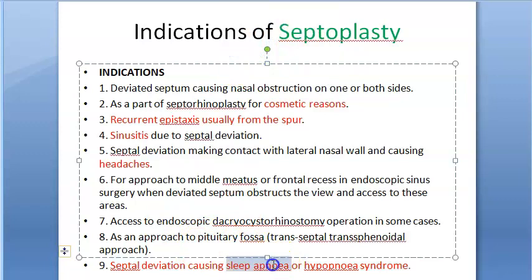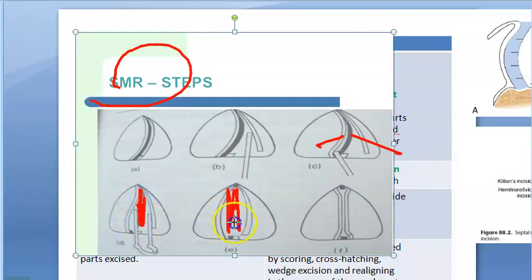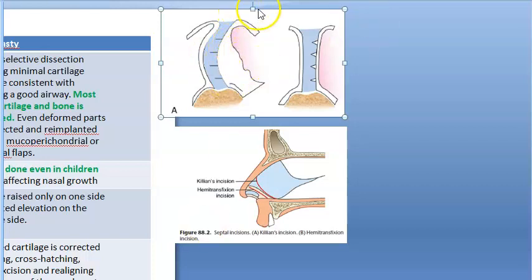If it is the septal deviation that is causing sleep apnea. Guys, so indications are very similar, but what is SMR? You have seen they will raise the flap on both sides and they are removing a part of the septum, whatever is in between, the bone or cartilage, and they're closing these flaps. Okay, this is SMR.